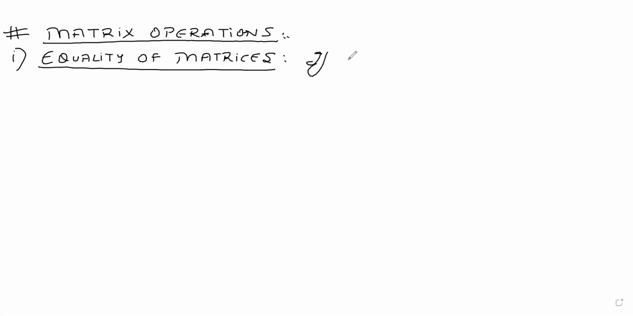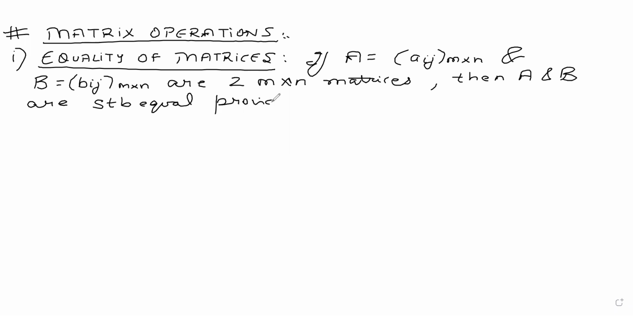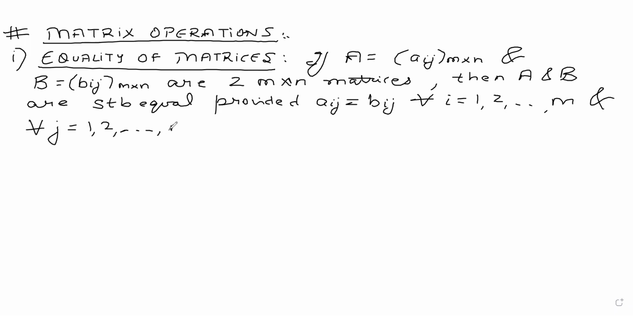Okay. So if my matrix A is equal to Aij, which is a M cross N matrix, and my another matrix B is equal to Bij, which is M cross N, are two M cross N matrices, then A and B are said to be equal provided Aij is exactly equal to Bij for all i going on from 1 to M, and for all j going on from 1 to N.